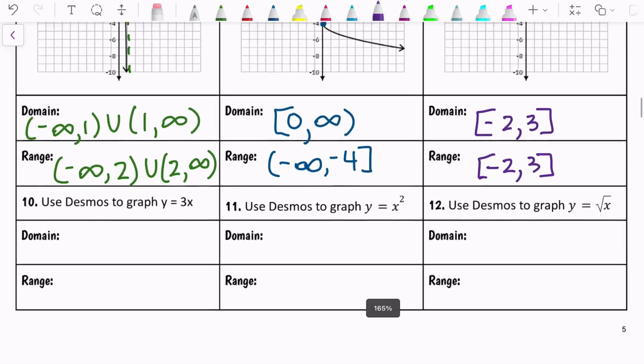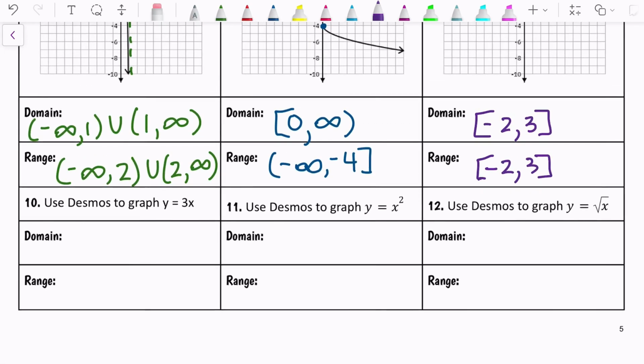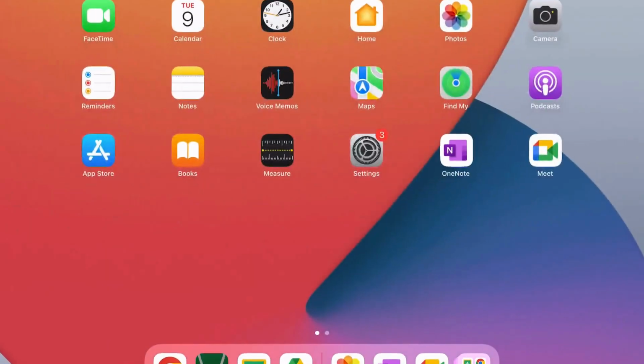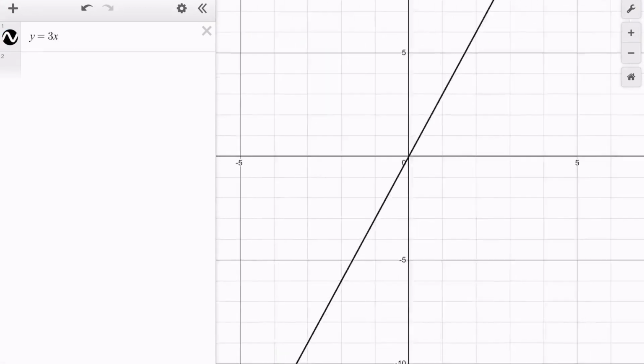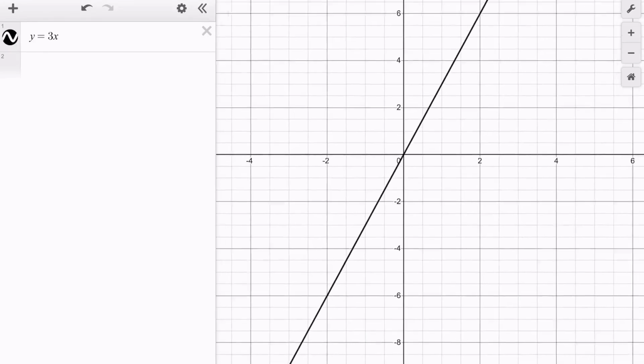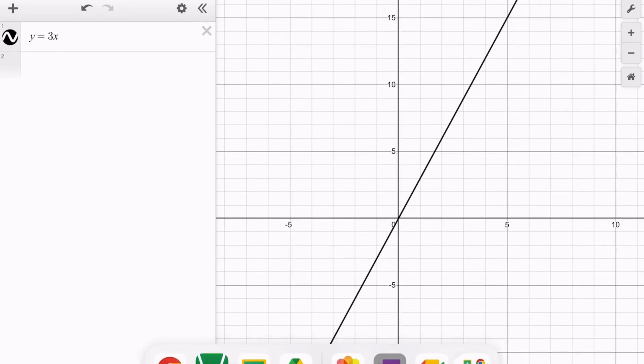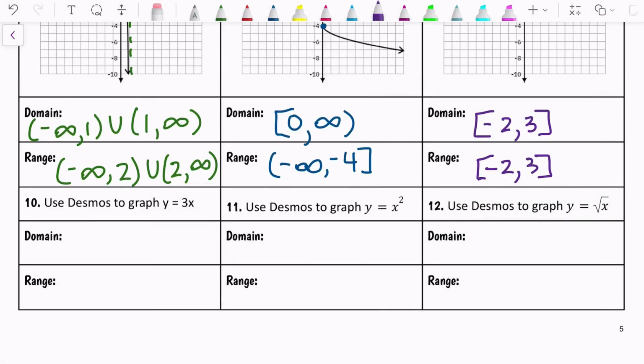All right, this last section is asking you to use Desmos, but you could use any graphing calculator. Number 10 is y equals 3x. It is a linear function. It's going to go left and right forever. It's going to go down and up forever. So I will write, if my pen will work, negative infinity to positive infinity, negative infinity to positive infinity.